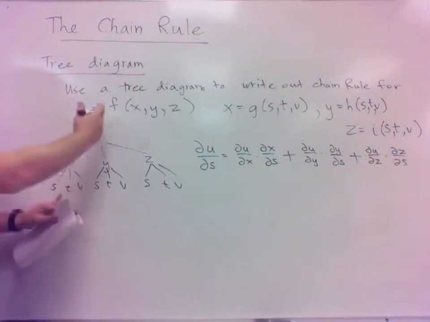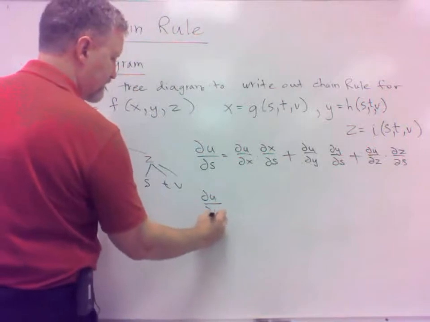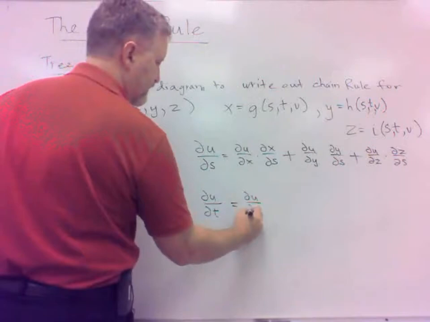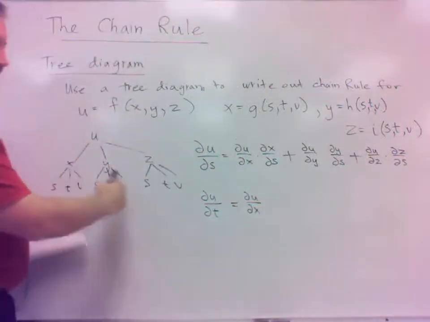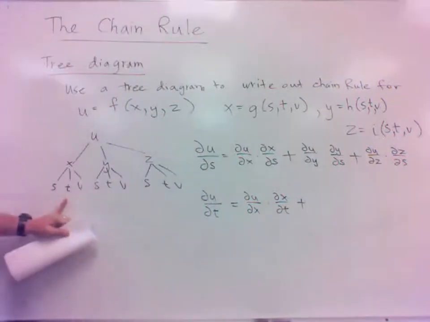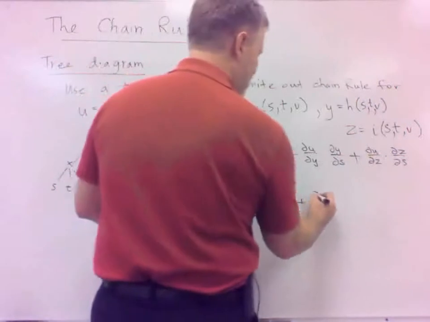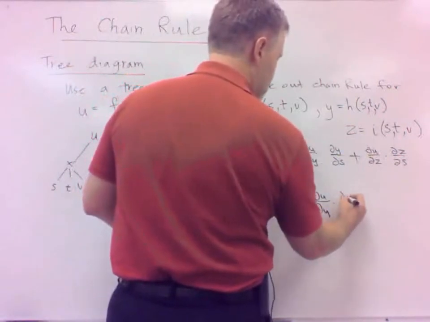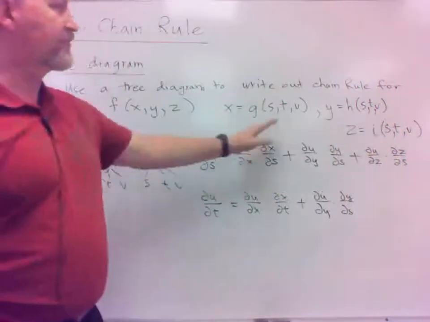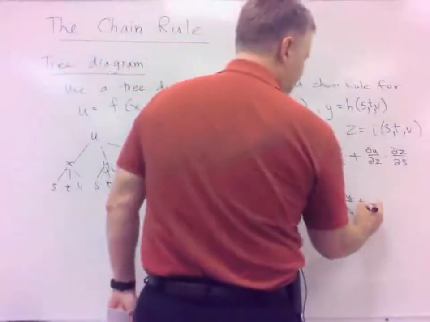And then you do the same for the others, right? From u to t, it'd be the partial of u with respect to t. So through x, you'd have the partial of u with respect to x, partial of x with respect to t. It's pretty much the same as above, isn't it? Except we're doing t's instead of s's. The only thing is, that works because all three of these are the same, s, t, and v. If that changes, that wouldn't work quite as nicely.